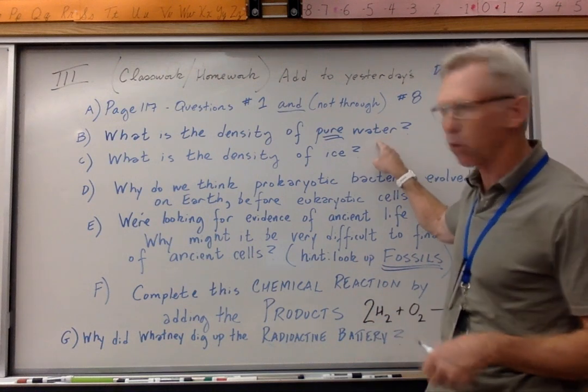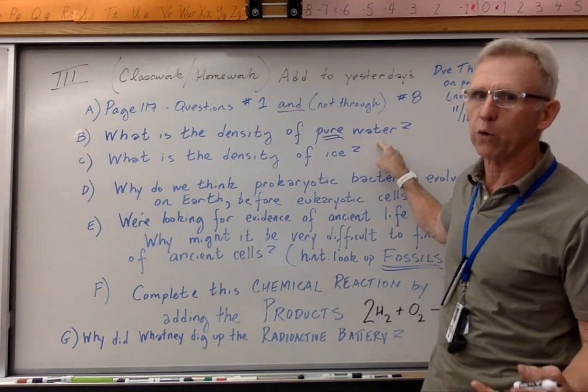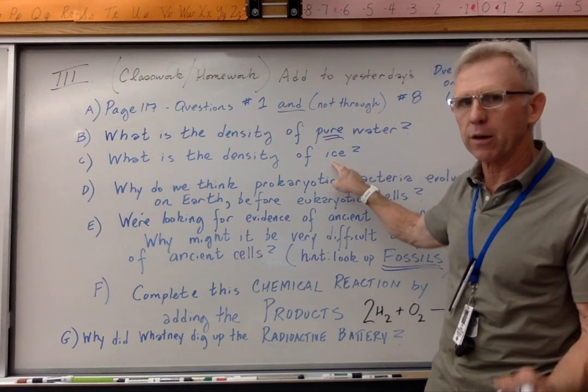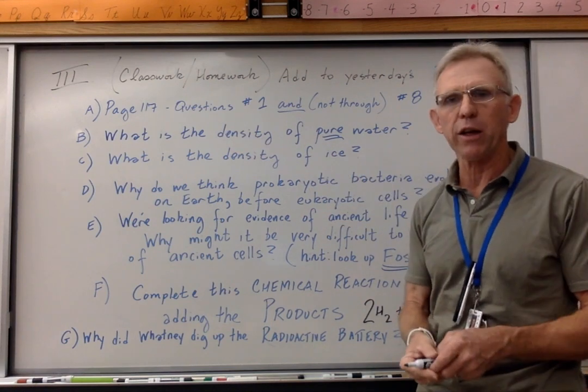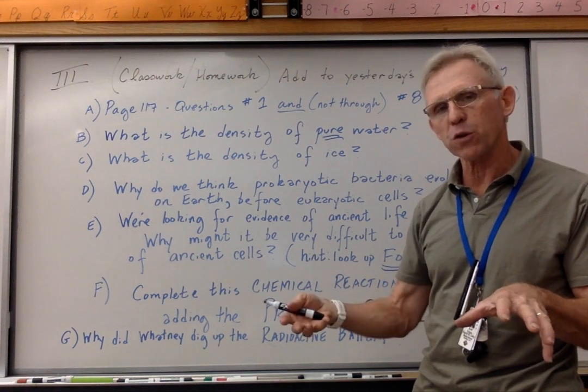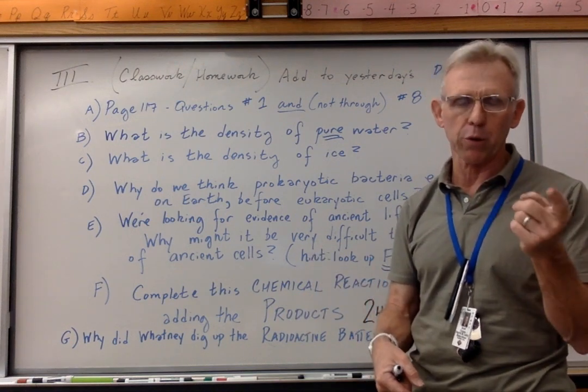What is the density of pure water? It's a review. Remember, it's 1 gram per cubic centimeter or 1 gram per milliliter, same thing. The density of ice? Wait a second, ice floats. That gets back to the tie-in over here. Remember, we compare everything to water. Since ice floats, we know its density has got to be below 1 gram per cubic centimeter.